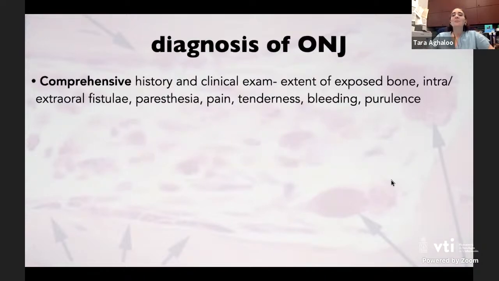So I think that it's important when you diagnose ONJ to really make sure that you get the full picture. All of us, of course, are taking a full history and doing a clinical exam. It's important to identify the extent of the exposed bone, if there are fistula present, whether it's going to be intraoral or extraoral fistula, if they have paresthesia, if they have pain, where it's tender, if there's bleeding, if there's purulence. So really getting that full picture in terms of your history and exam.